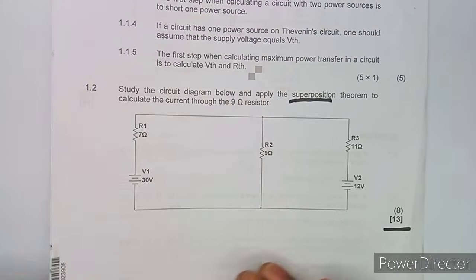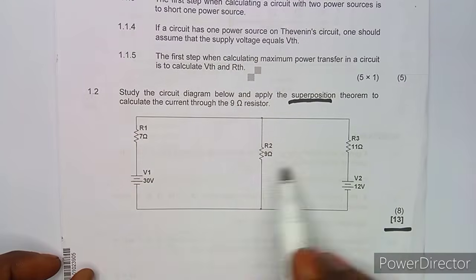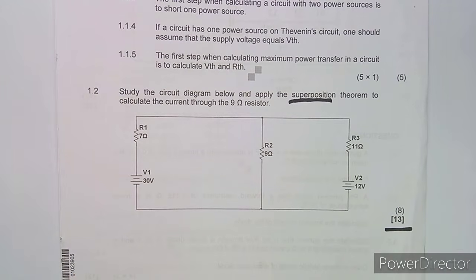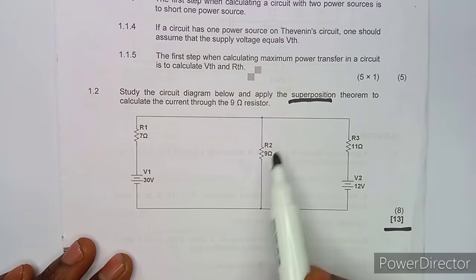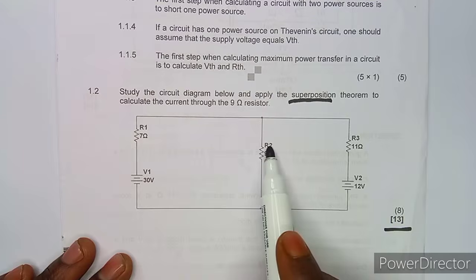Let's just look at the question that I want us to focus on, which is on superposition. That's the question that I want us to work on. There we are given to study the circuit diagram below and apply the superposition theorem to calculate the current through the 9 ohm resistor, which is R2.